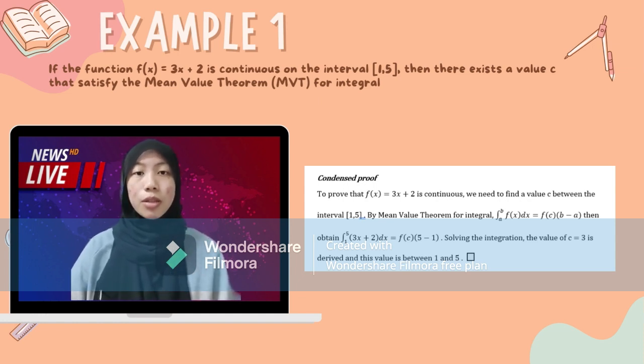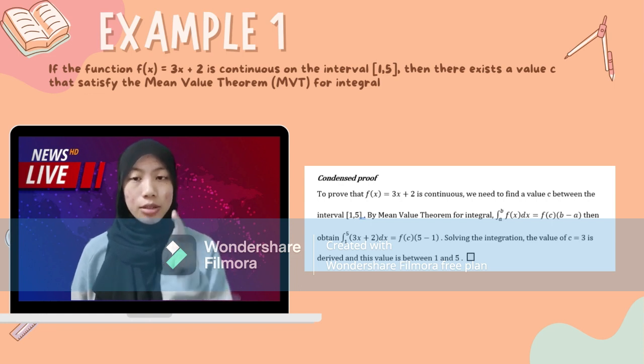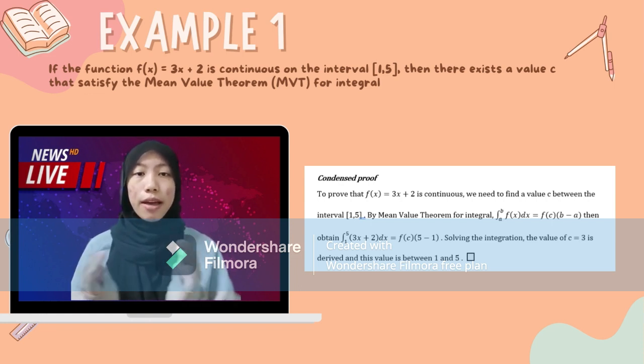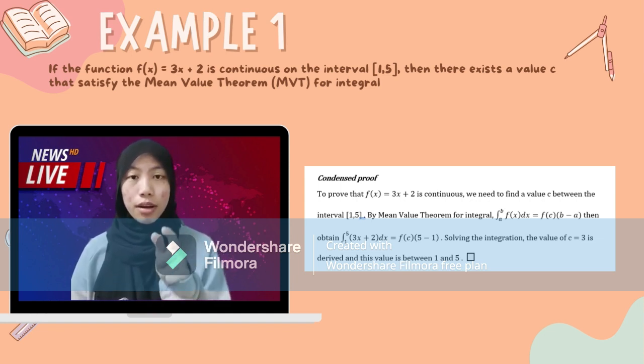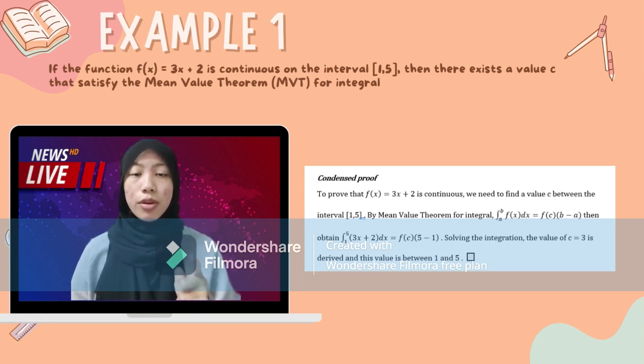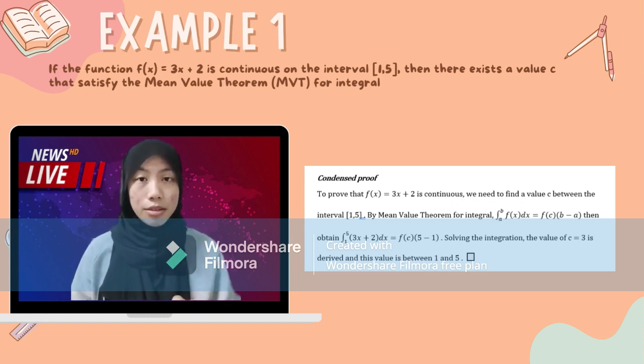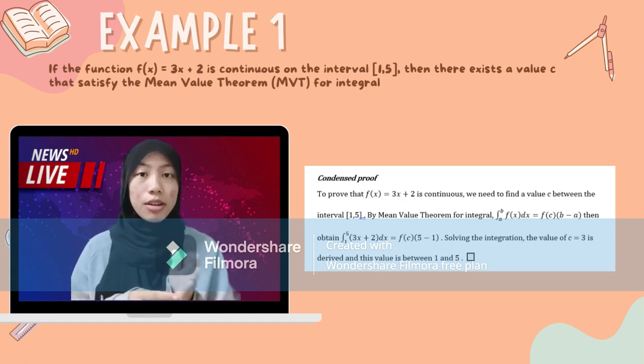So the condensed proof for this example is to prove that f(x) equals 3x plus 2 is continuous. We need to find a value c between the interval 1, 5 by the mean value theorem for integral, which is the integral from a to b of f(x) dx equals f(c) in bracket b minus a. Then obtain the integral from 1 to 5 of 3x plus 2 dx equals f(c) in bracket 5 minus 1. Solving the integration, the value of c equals 3 is derived, and this value is between 1 and 5. After we finish writing our condensed proof, we have to put a small box at the end of the proof. This indicates that the proof is completed.